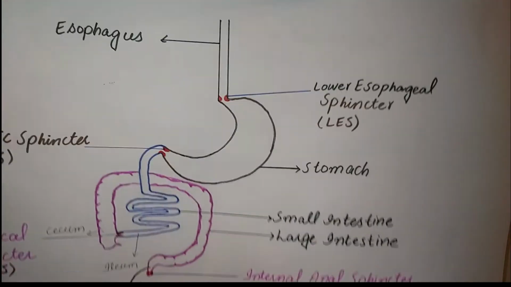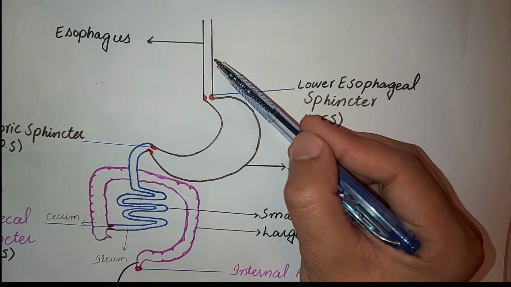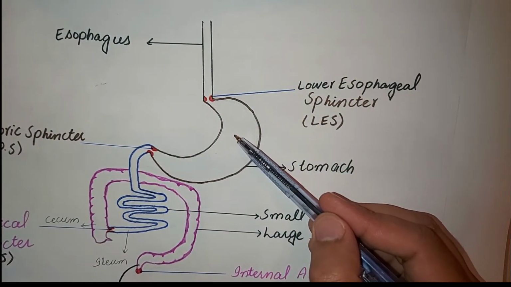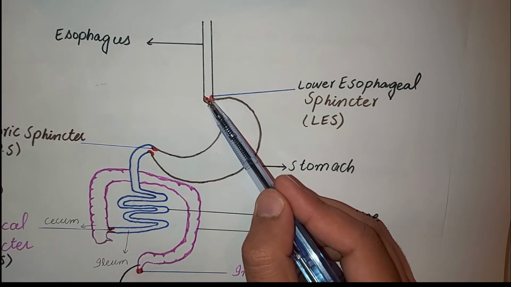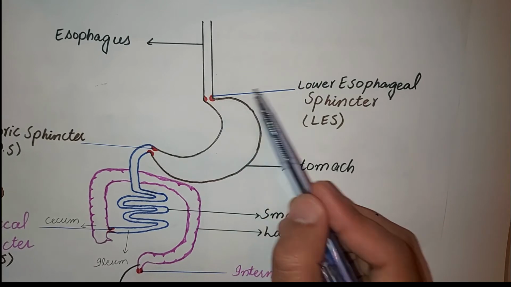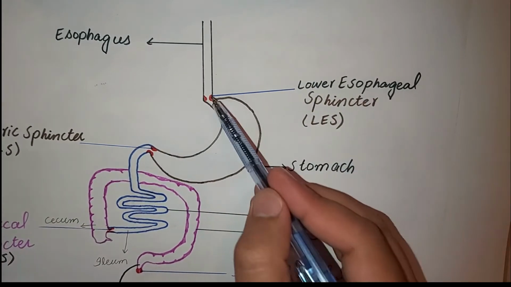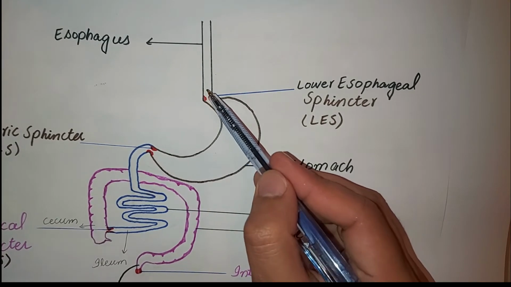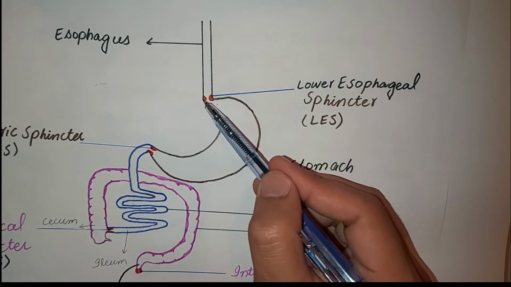In the diagram we can see that this is the esophagus and this is the stomach, and this one at the lower end of the esophagus is the lower esophageal sphincter. It prevents the reflux of gastric contents from the stomach into the esophagus.